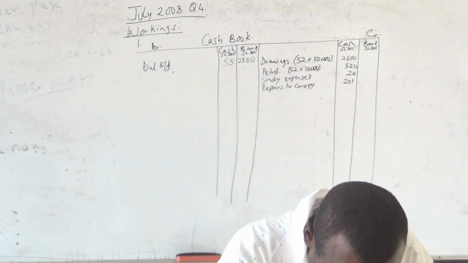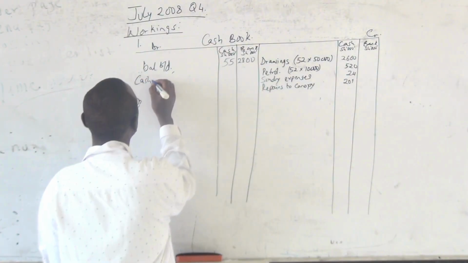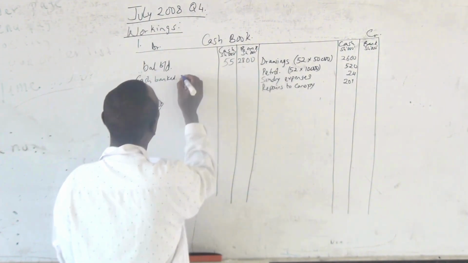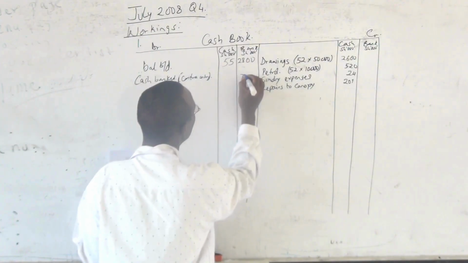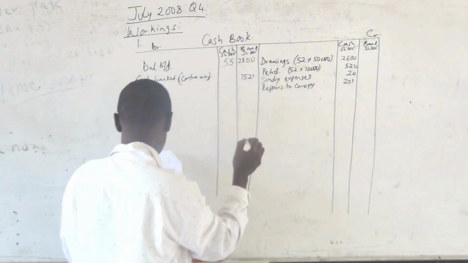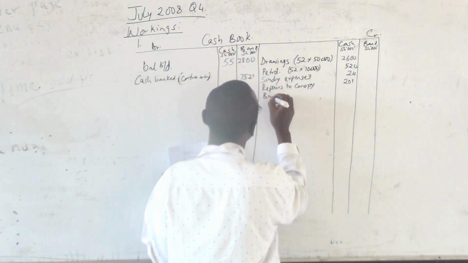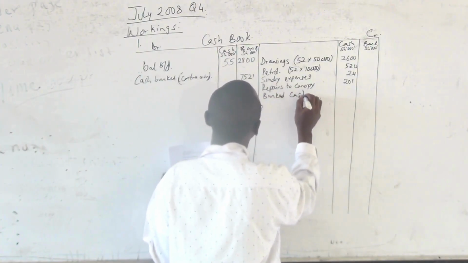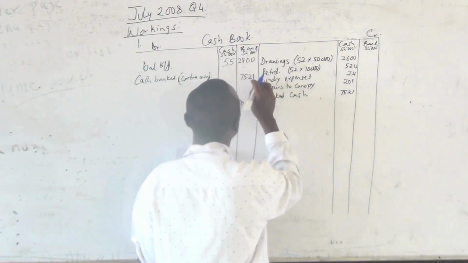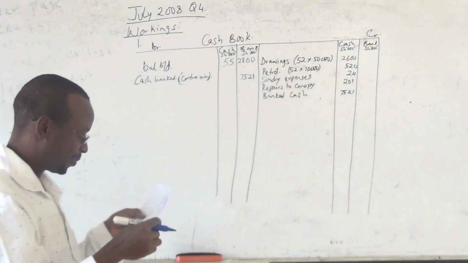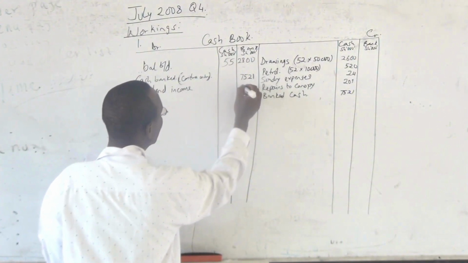There is a summary of the bank statement. Look at the credits. Cash banked. How do we deal with this in the cash book? A contra entry. 75, 21. And then there is cash banked, banked cash. 75, 21. So cash may reduce, bank may increase. Then dividend income 1500 by bank.